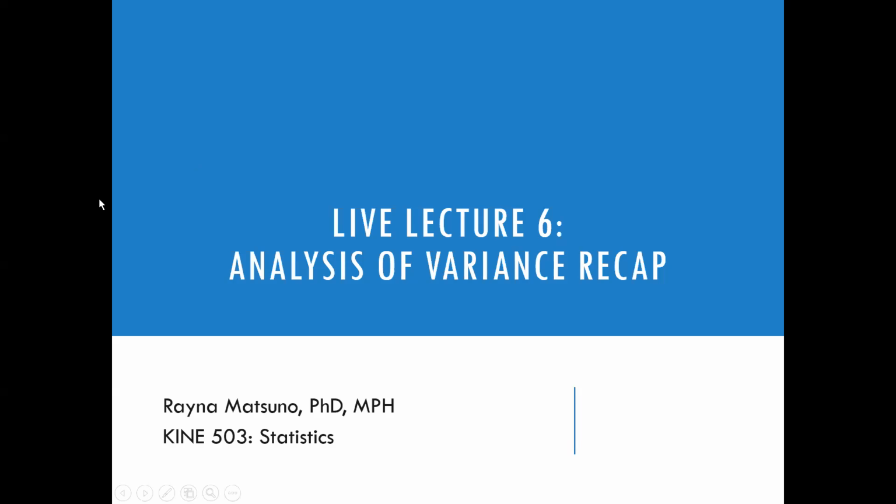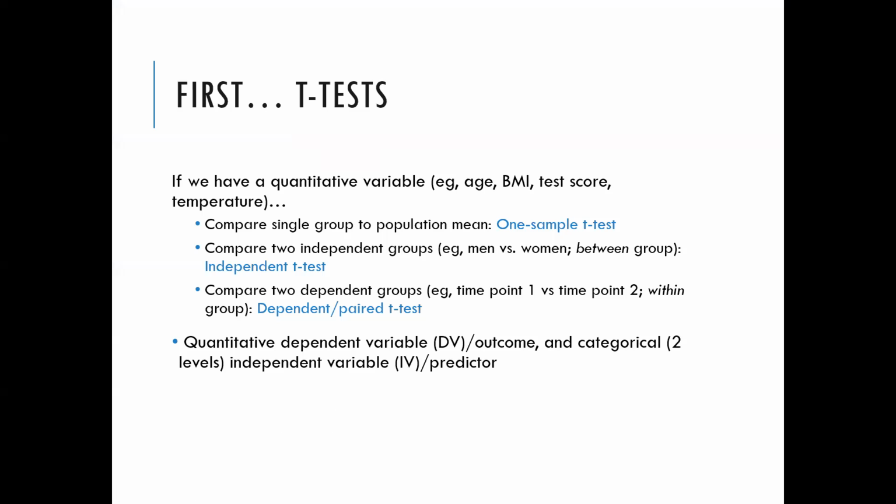Okay, so this is just an ANOVA recap, and then we'll start with t-tests. Remember, so far we've really only discussed having quantitative outcomes. So let's say we have a quantitative variable, for example age, BMI, a test score, temperature. If we have a single group and we want to compare it to a population mean, and we know the population mean, then we would use a one sample t-test.